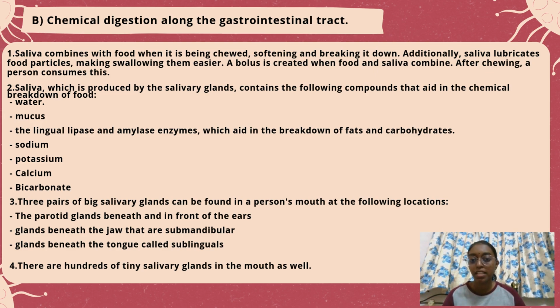Saliva, which is produced by the salivary glands, contains the following compounds that aid in the chemical breakdown of food, such as water, mucus, the lingual lipase and amylase enzymes, which aid in the breakdown of fats and carbohydrates, sodium, potassium, calcium, bicarbonate. Three pairs of big salivary glands can be found in a person's mouth at the following locations: the parotid glands beneath and in front of the ears, glands beneath the jaw that are submandibular, glands beneath the tongue called sublinguals. There are hundreds of tiny salivary glands in the mouth as well.